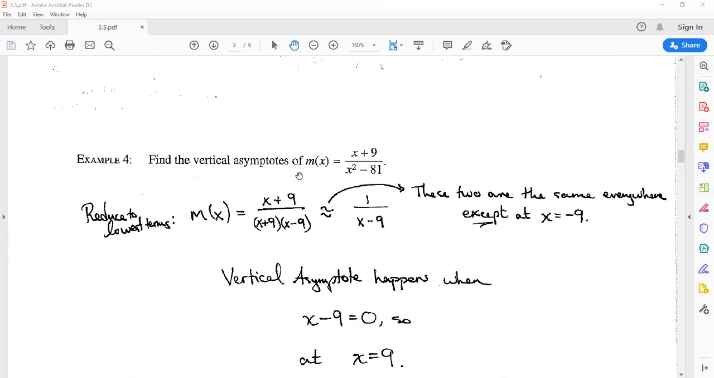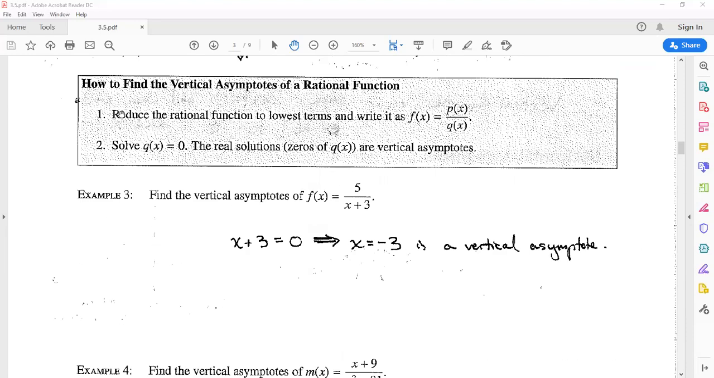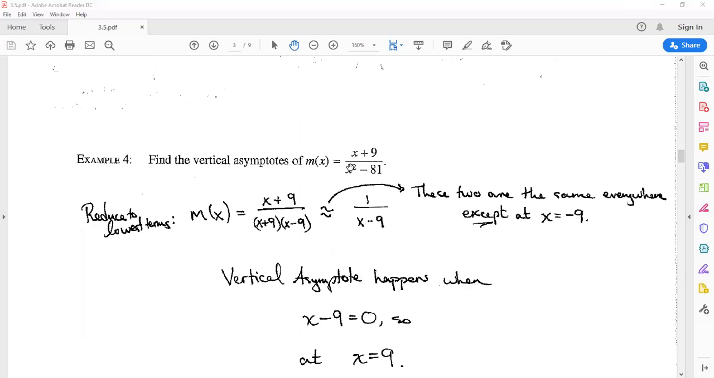Okay, for the next example, we'll find the vertical asymptotes of m of x, which equals x plus 9 divided by x squared minus 81. Well, maybe there's some work to do here. We'll first reduce the function to lowest terms, right? So it looks like x squared minus 81, that is a difference of squares.